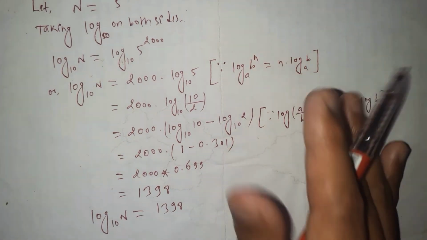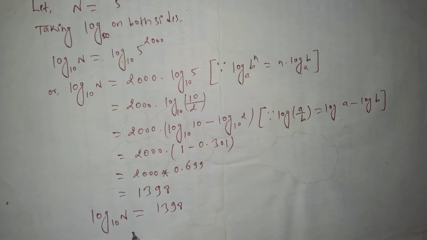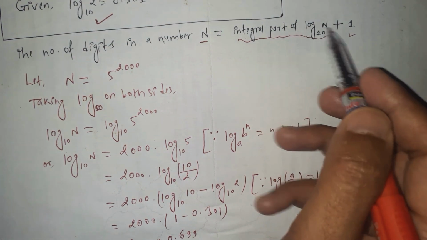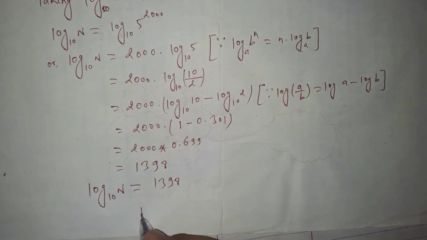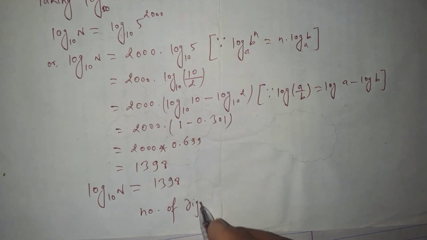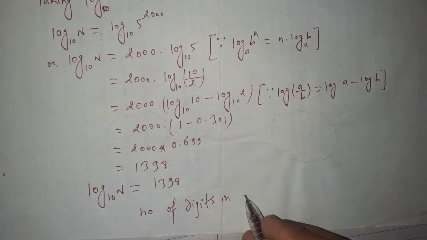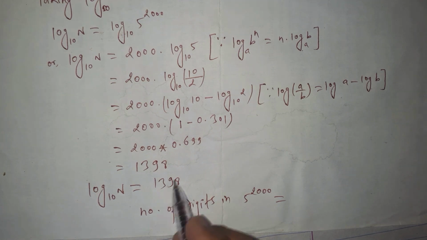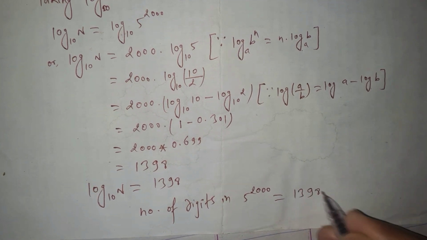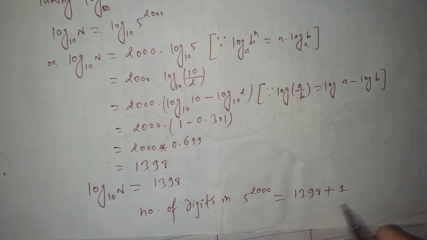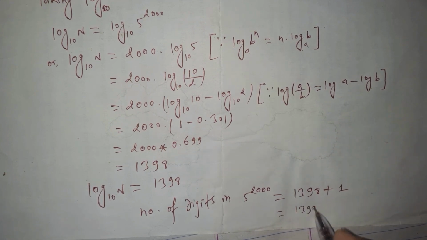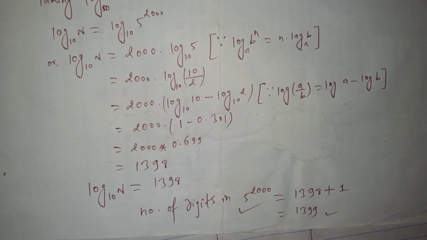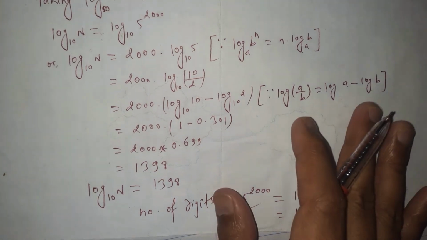But our target is to find the number of the digits in the number n, and we already discussed that the number of the digits in the number n is the integral part of the logarithmic value plus 1. So the number of the digits in the given number 5 raised to 2000: the integral part of the logarithmic value is 1398, and we have to add extra 1, and this is 1399. So the required number of the digits in this number is 1399. This is the final answer of this question.